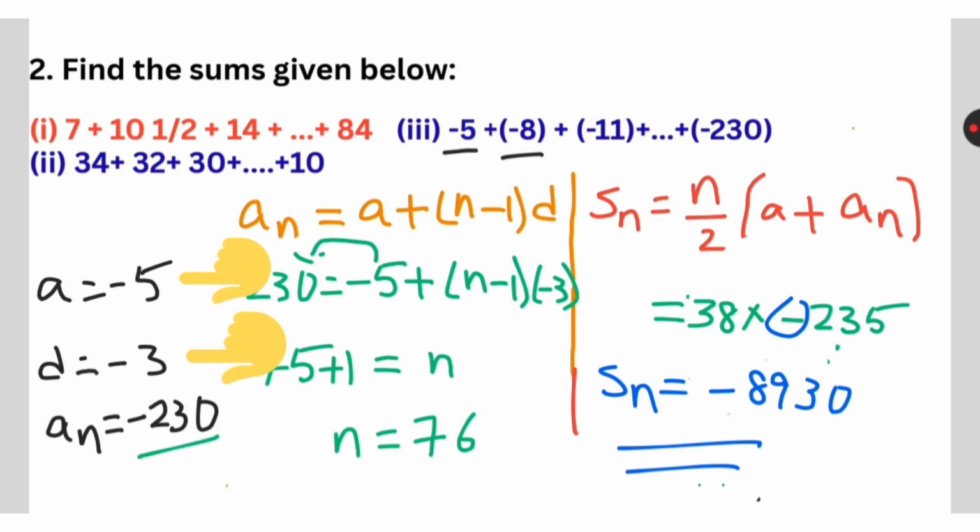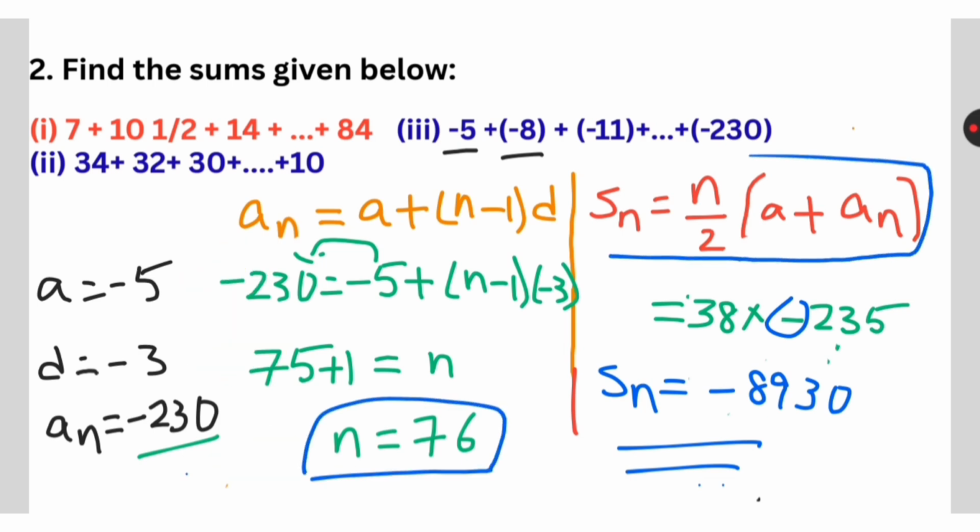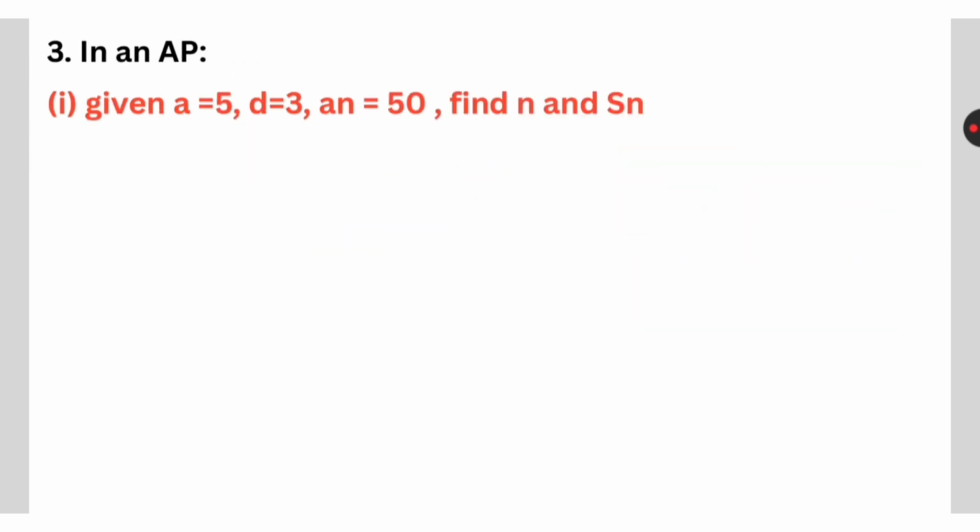Using the first term, common difference, and nth term, first we find the n. Then using this formula, we can find the Sn. Same pattern you can follow here. So what they given? They given the first term as 5. The common difference is 3. And also they given nth term, which is 50. First find out for the n.